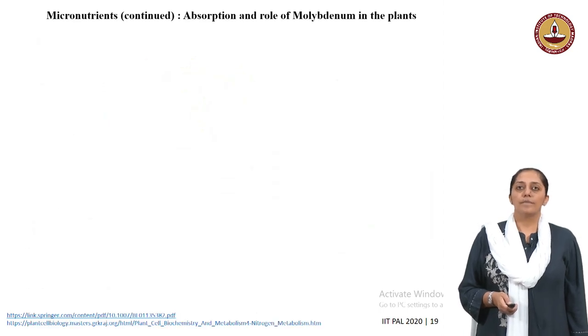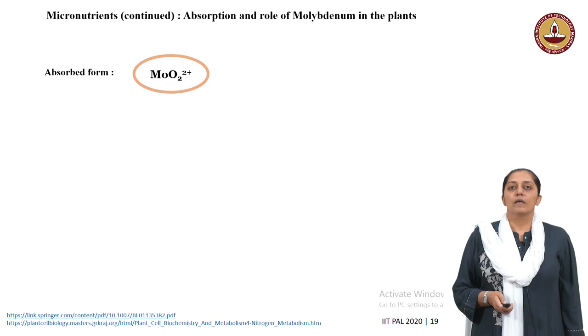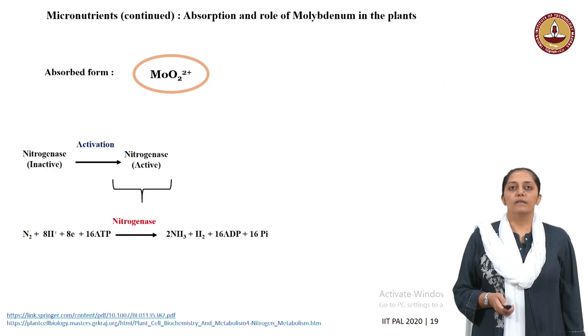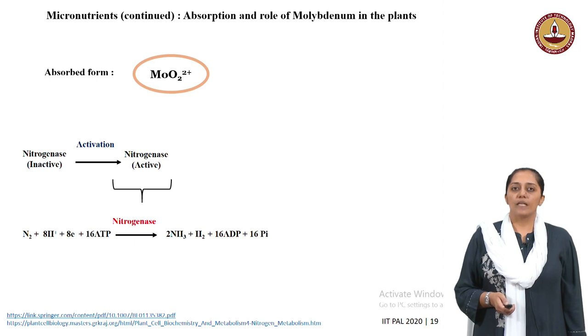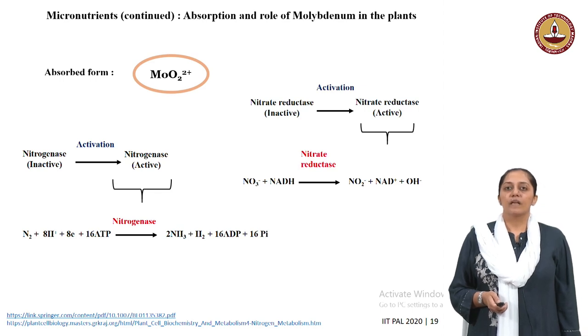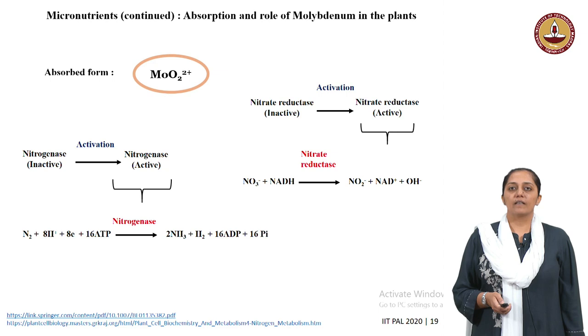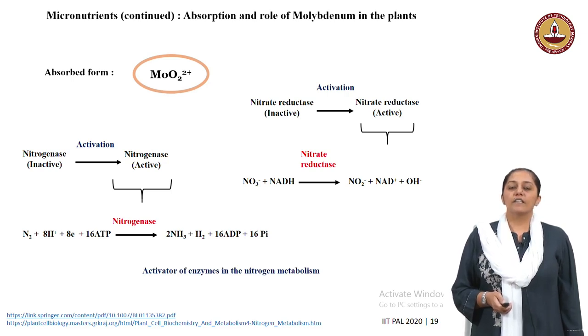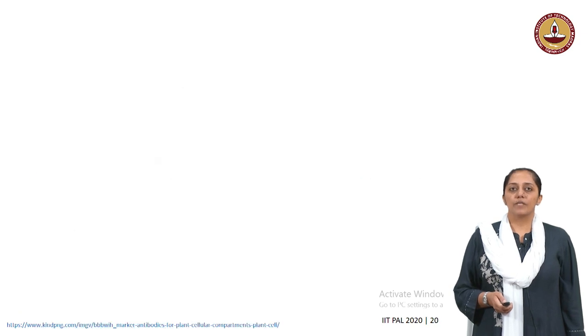Talking about molybdenum, it is absorbed in its ionic form of molybdenum oxide. It acts as an activator of nitrogenase enzyme, which is included in nitrogen metabolism, and also as an activator of nitrate reductase. Both these enzymes play a crucial role in nitrogen assimilation by the plant. So, it is an activator of enzymes which are required in nitrogen metabolism.